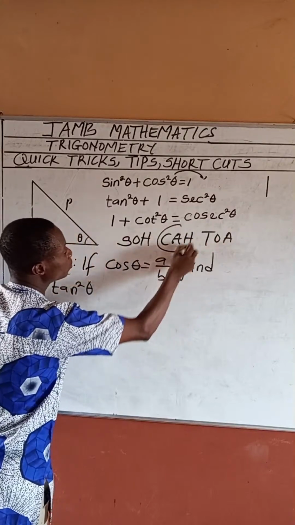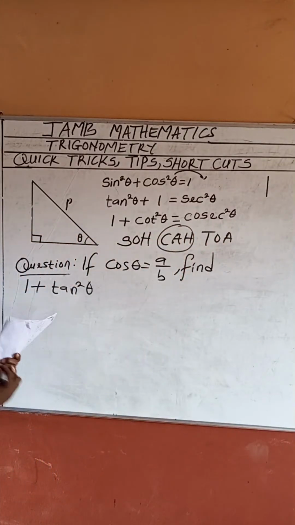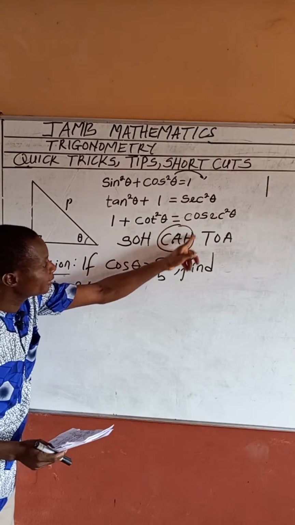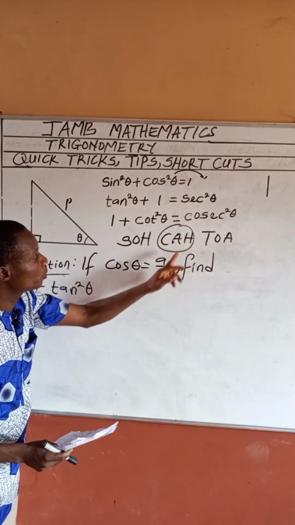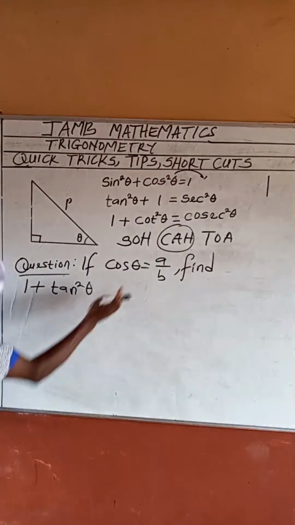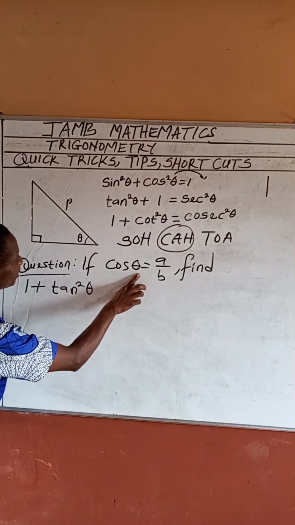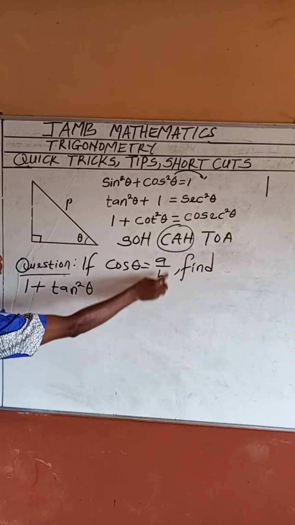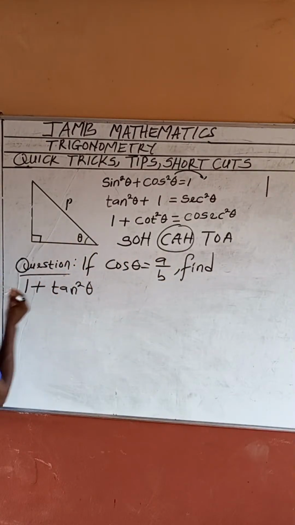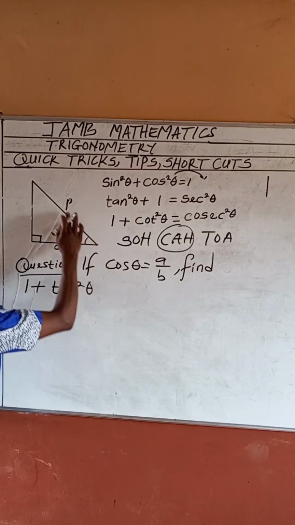So this is cosine. This second one, SOHCAHTOA. We are using this one, which is cosine equals adjacent over hypotenuse. This is theta already placed here in the diagram. So where is the adjacent to theta? The side adjacent to theta is A here. Okay, hypotenuse is this side.